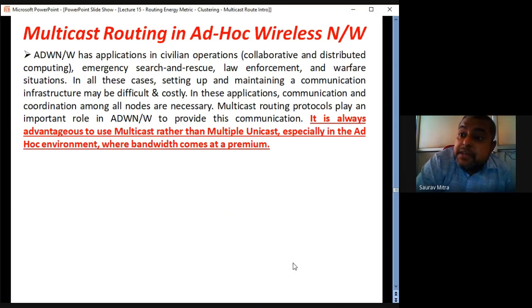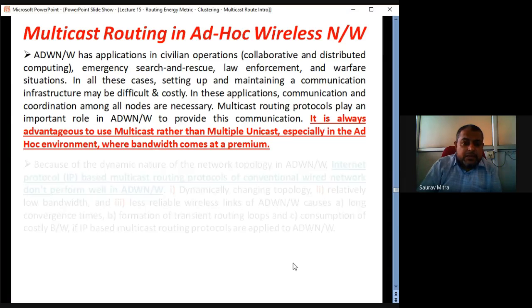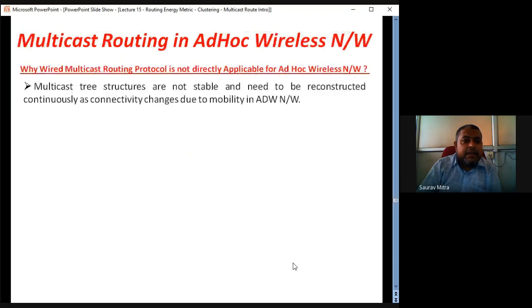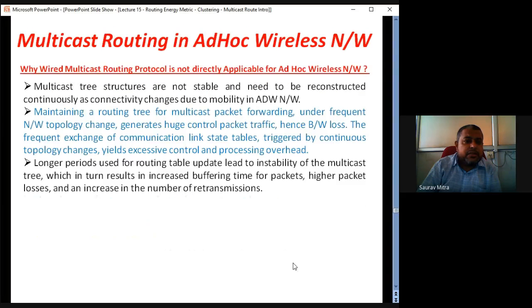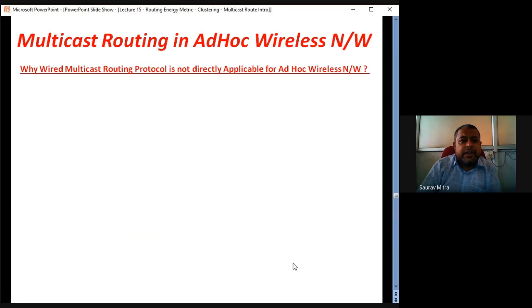Now, if we are trying to do many senders to many receivers in the case of an ad hoc wireless network, then what routing protocols will we be following? I'll just do these two slides. That is the introduction part, and after that I will stop. Let us just do these two slides, and they will tell you a lot of information. Design issues we will not do today.